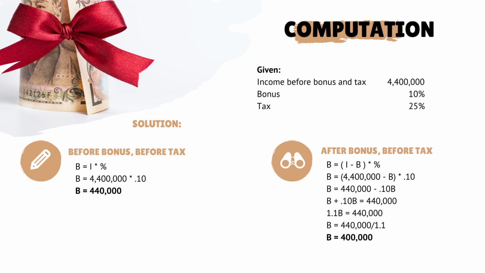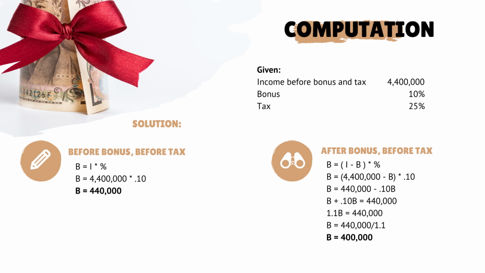So that is why, if you remember your previous discussion, it is algebra. Basic algebra equations. So you will apply it here. This is like the x, okay? So the bonus is x. So x equals 4,400,000 minus x times 10%. And then find x. Okay? So basically it's just the same. We just use a different letter here. B for bonus.